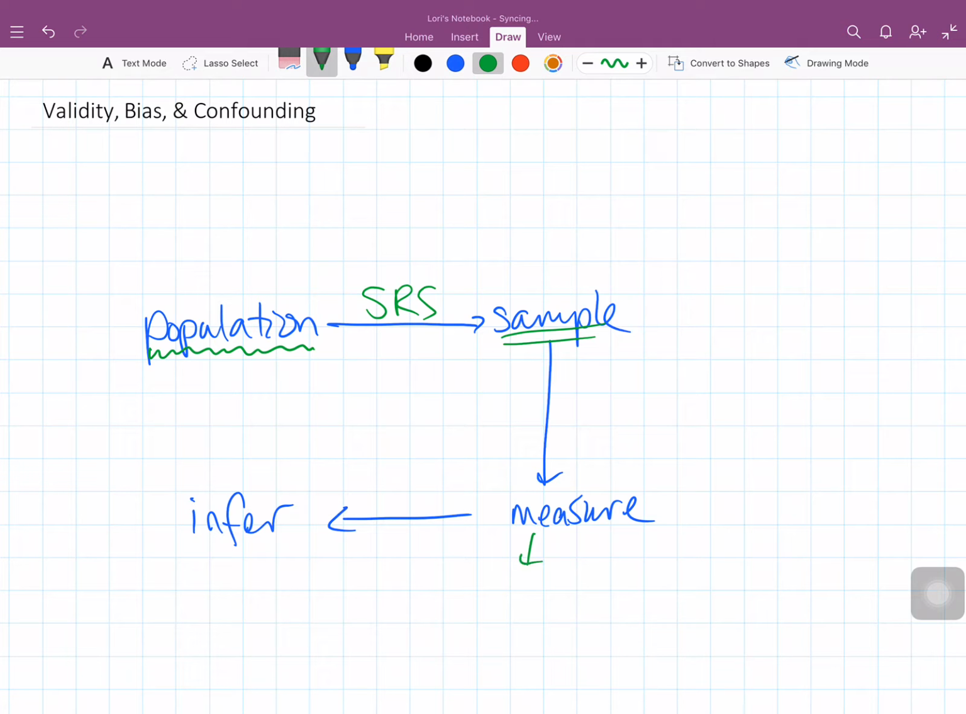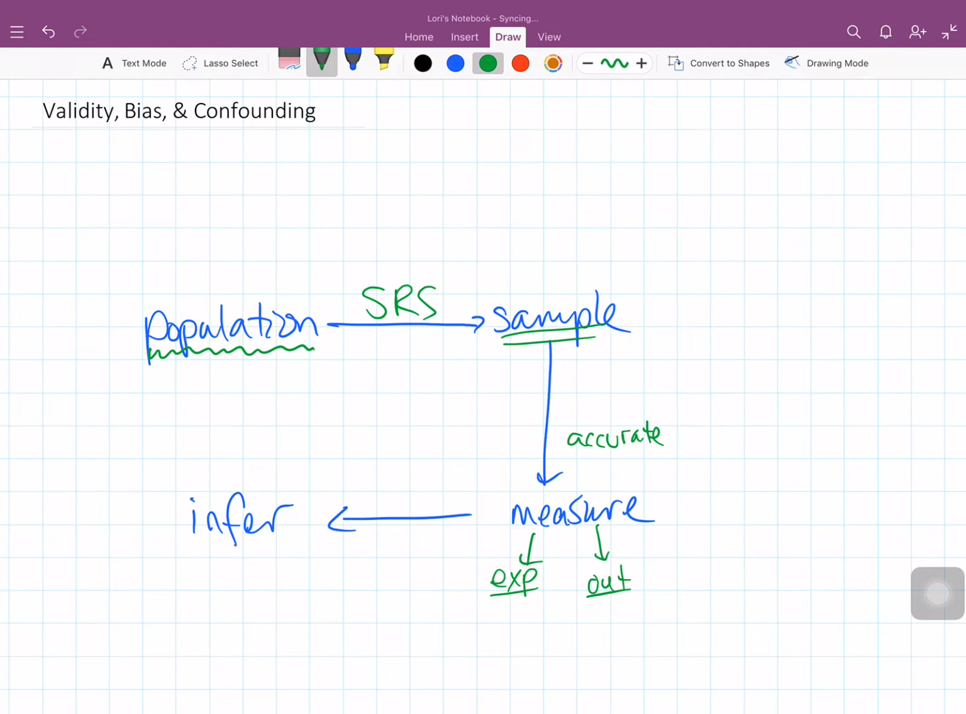We might measure some exposure status. Sometimes that's a grouping variable, sometimes that's a continuous variable. We also may measure some kind of an outcome. And so what we're looking for often is whether there's some kind of a relationship between the exposure and the outcome. And ideally, this measurement that we take will be accurate. So I'll put that here.